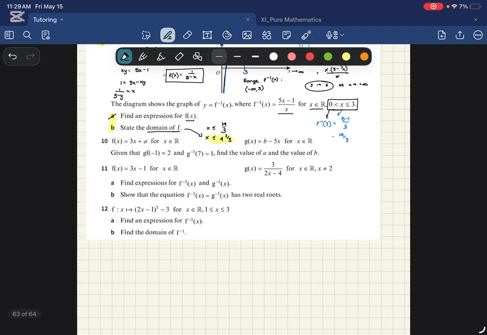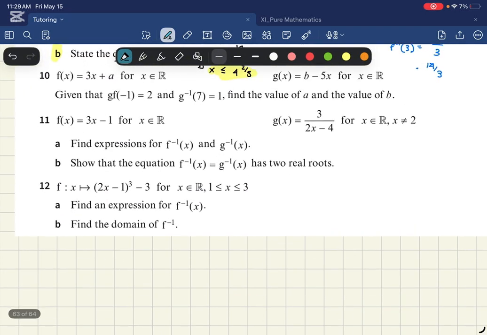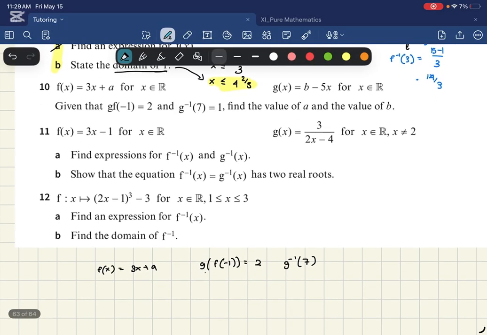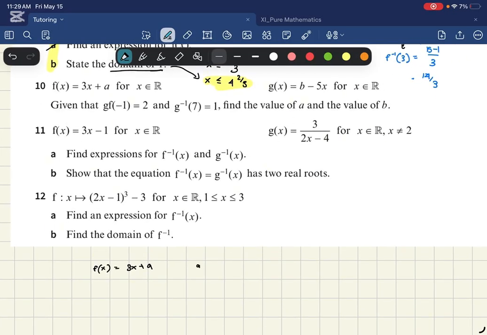All right. So question 10, we are given f of x is 3x plus a. We have a function g. The g of f of minus 1 is equal to 2, and g inverse of 7. Oh, we are given g, sorry. I thought we were not given g. Okay. G of x is equal to b minus 5x.